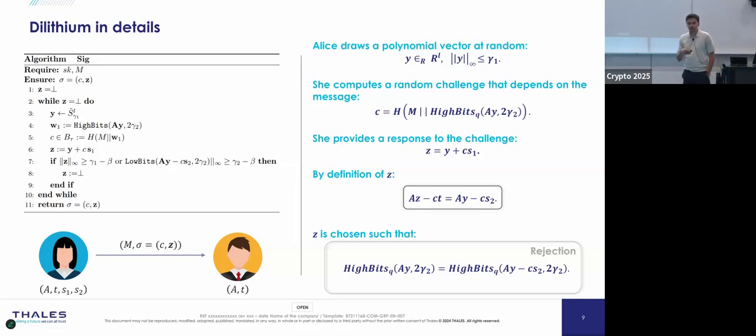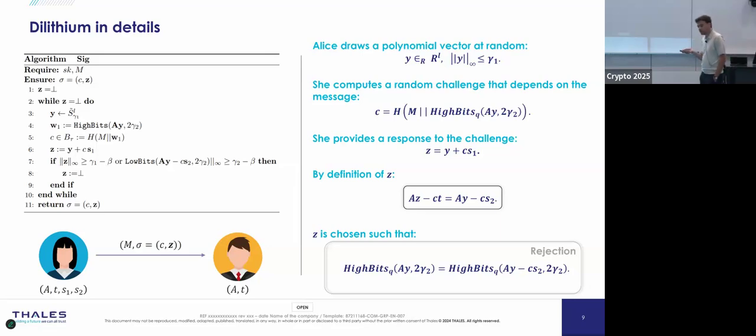So to generate a signature, Alice will start by drawing a random polynomials vector y. Then she will use the message and the high bits of Ay to create a challenge, and will use a part of the secret key, S1, to provide a response to this challenge, Z. So Z verifies the following relation, and it is a key relation in Dilithium because it makes links between public parameters and private parameters. On the left, we have the public key, A and T, and the signature, C and Z. And on the right, we have the nonce and the other part of the secret key.